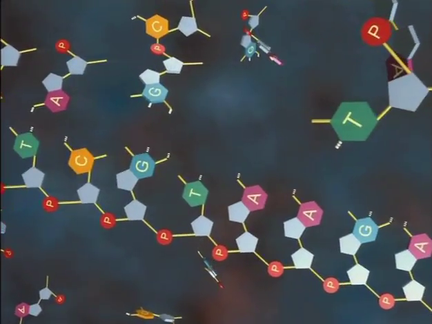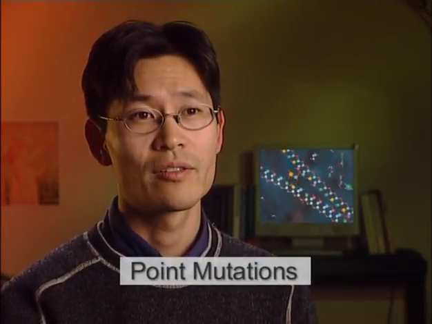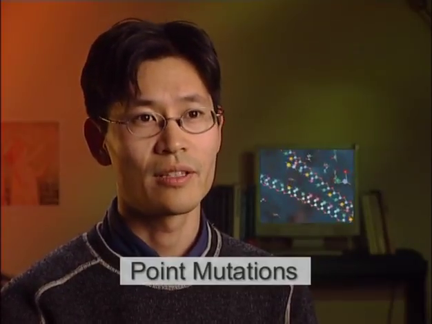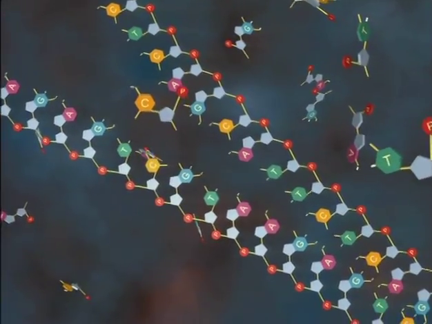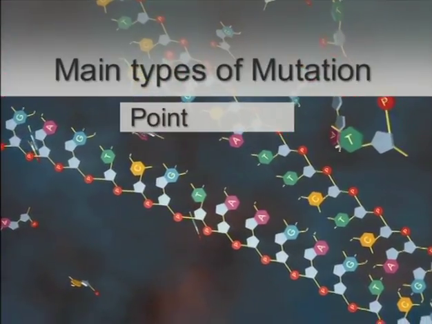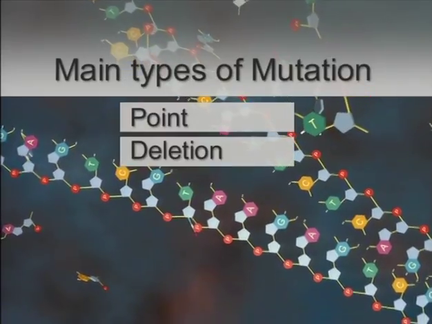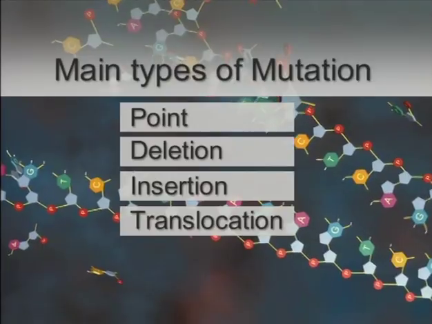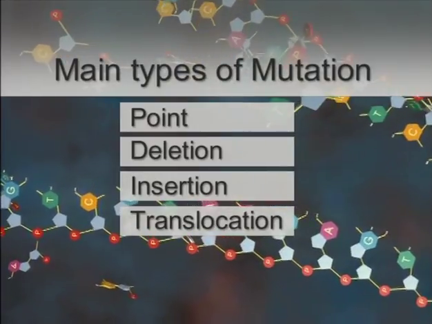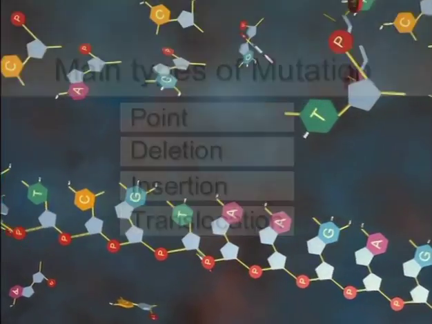There are many different kinds of mutation. The most important kind is perhaps point mutations. So just a single site along the DNA is changed from one letter to another. Other kinds of mutation include deletions, insertions, translocations. So this means that whole chunks of DNA are moved around and may be reversed.